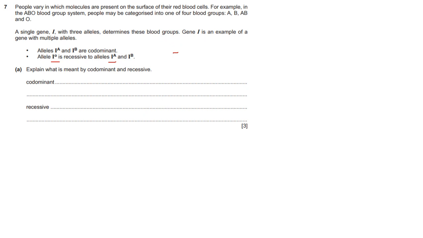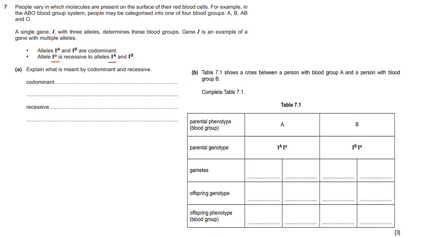Okay, so what is meant by codominant? Codominant means that you will see both alleles expressed in a heterozygous individual. Okay, recessive means that the allele is only expressed in a homozygous individual and when there is no dominant allele present. So for you to see a recessive trait, there have to be 0 dominant alleles, which basically means the organism is homozygous recessive.